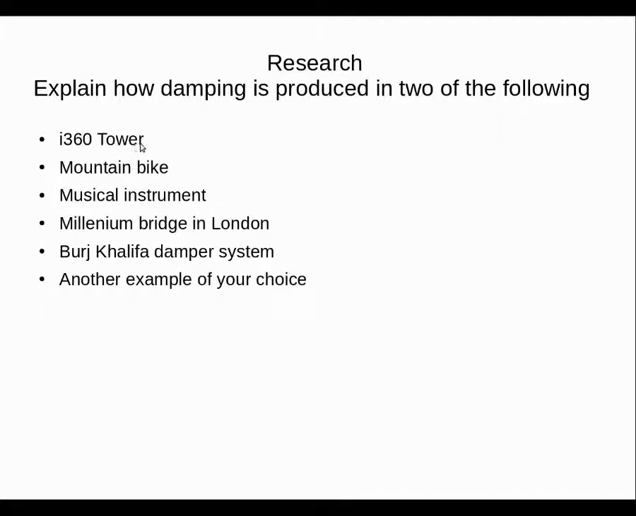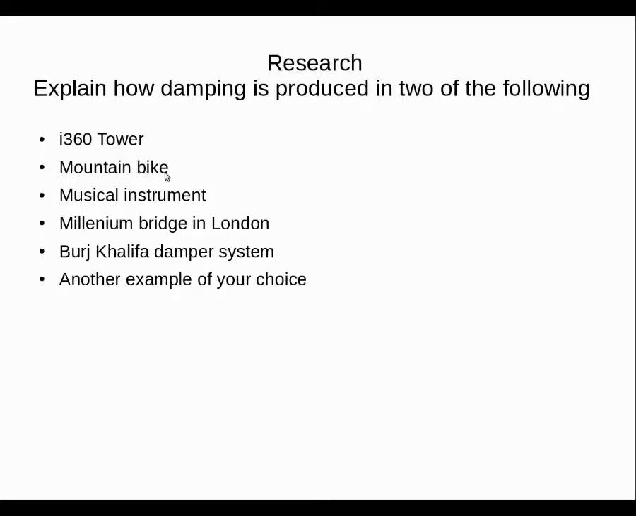The i360 tower in Brighton is capable of oscillating up to a meter at the top. It's safe to do so, although it wouldn't be very comfortable if that was going on. But it incorporates some internal features designed to remove energy from the tower if it were to oscillate. So can you find out some information to explain what the i360 tower does in order to remove that energy?